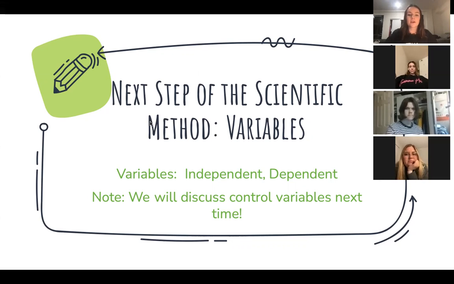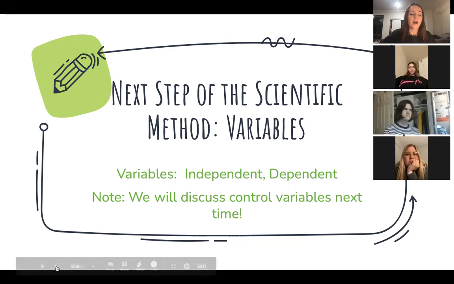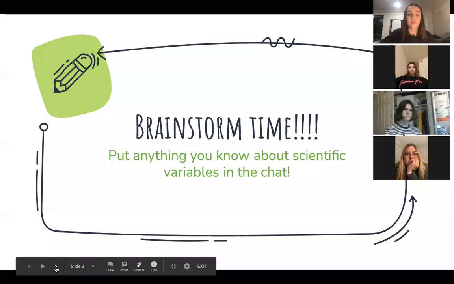All right, you guys. So our next step in learning the scientific method is variables. Today we're going to be talking about our independent and dependent variables, and next week we will discuss control variables. So don't you guys worry about that. Can I get a Zoom thumbs up if you have heard about independent and dependent variables before? I see 1 Zoom thumbs up, 2, 3. Awesome job. So we all have a little bit of knowledge, but let's make sure we are all now experts in independent and dependent variables.